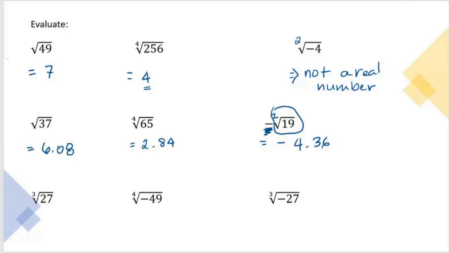This bottom series looks promising. So the cubed root of 27, actually we tried this one, the cubed root of 27 is 3. Now we're looking at the fourth root of negative 49. Negative number as the radicand under the radical sign, but an even order, that's not going to work out. Not a real number is what we're left with.